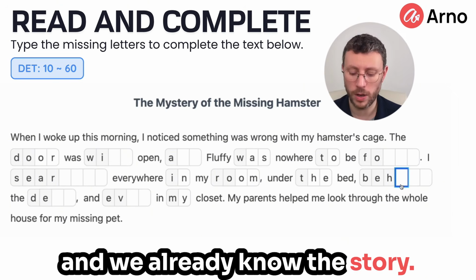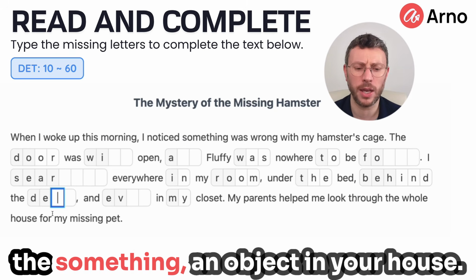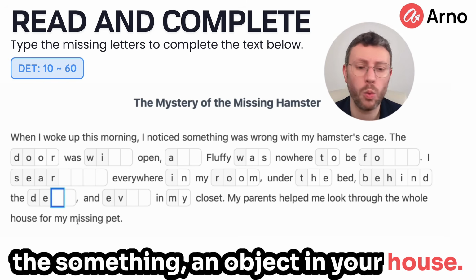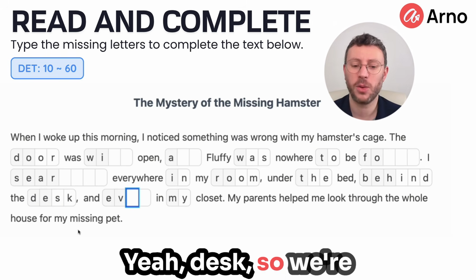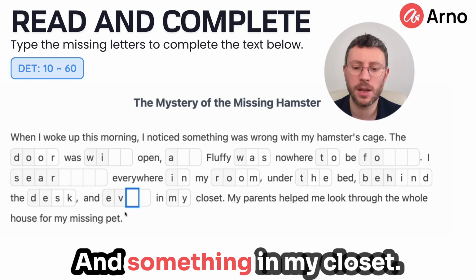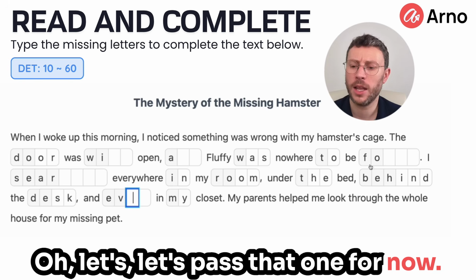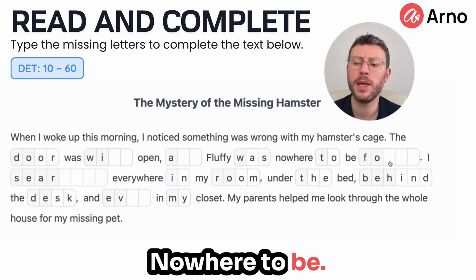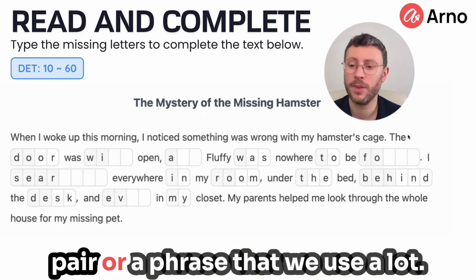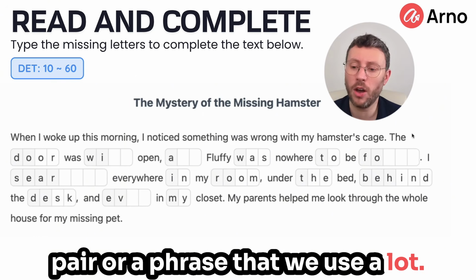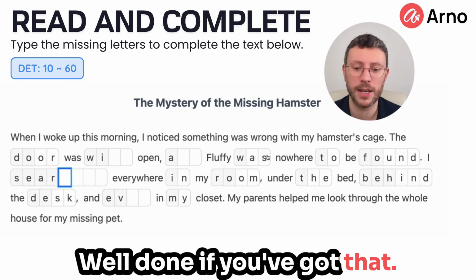Okay. Other ones. So they're looking, look, in my room, under the bed, be. And we already know the story. We know we need a preposition behind the something, an object in your house. Where could the hamster be? Yeah, desk. So we're slowly filling them out. And something in my closet. Or let's pass that one for now. Let's go back up here. Nowhere to be. Now, this is a set phrase or a word pair or a phrase that we use a lot. Nowhere to be found. Well done if you got that.